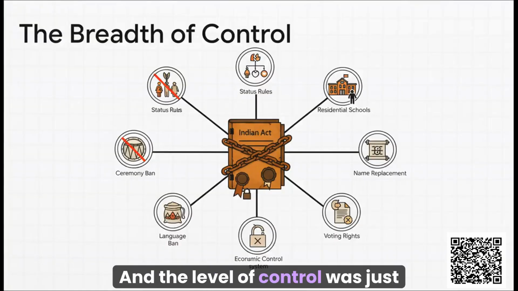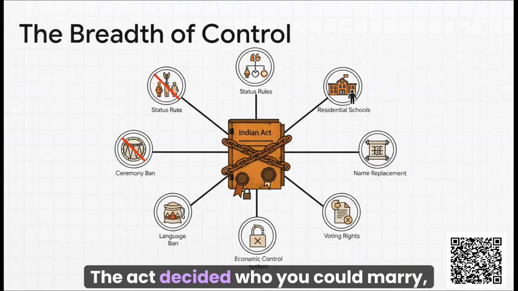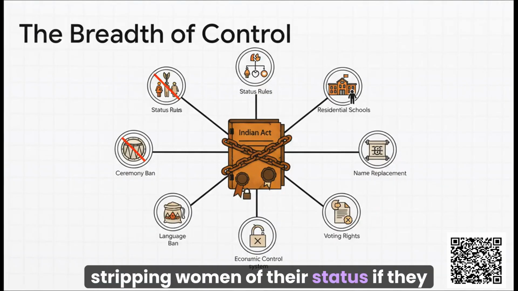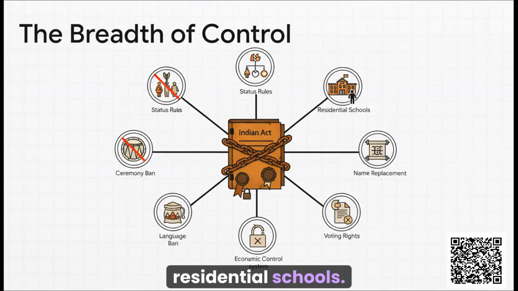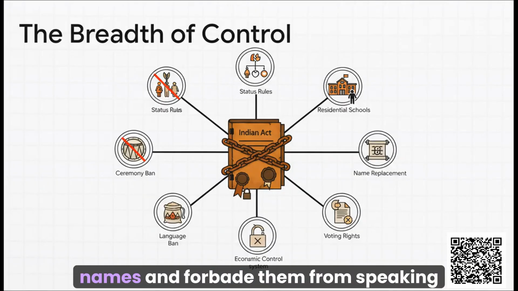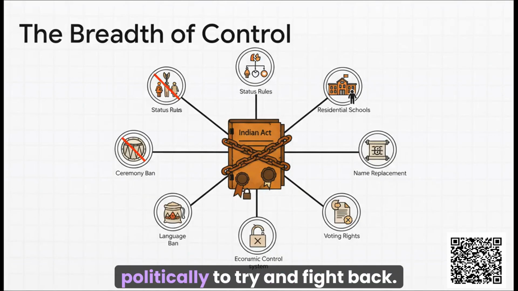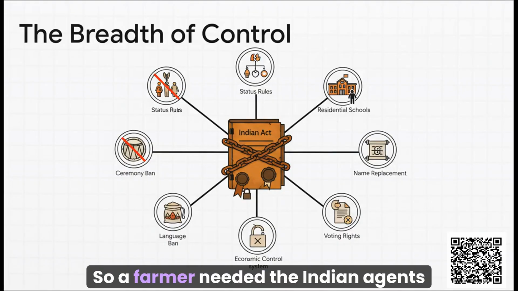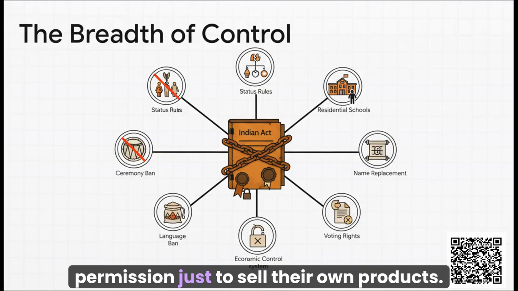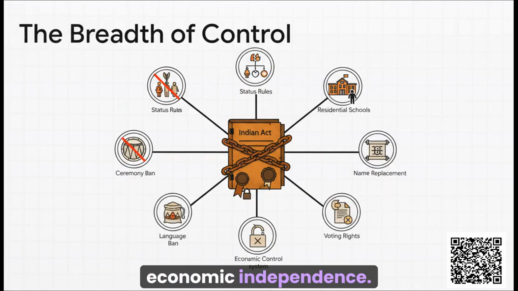And the level of control was just staggering. It went into every corner of life. The act decided who you could marry, stripping women of their status if they married a non-status man. It was the legal justification for residential schools. It literally renamed people with European names and forbade them from speaking their own languages. It even made it illegal to organize politically to try and fight back. And get this, they created a permit system, so a farmer needed the Indian agent's permission just to sell their own products. It completely crushed any hope of economic independence.